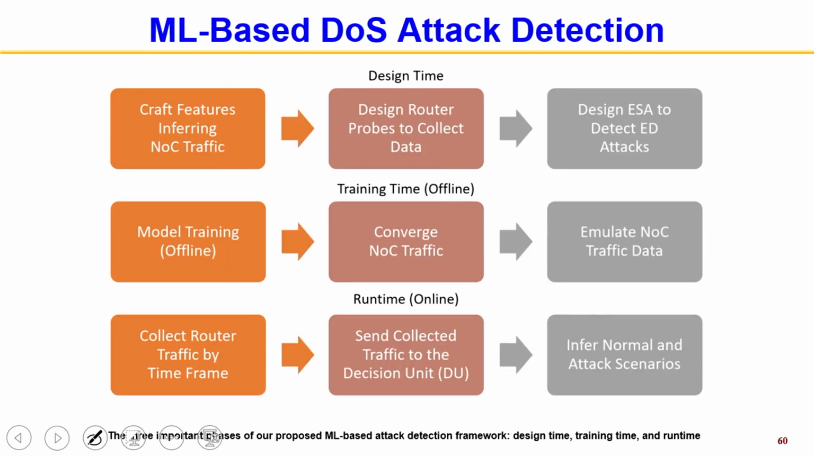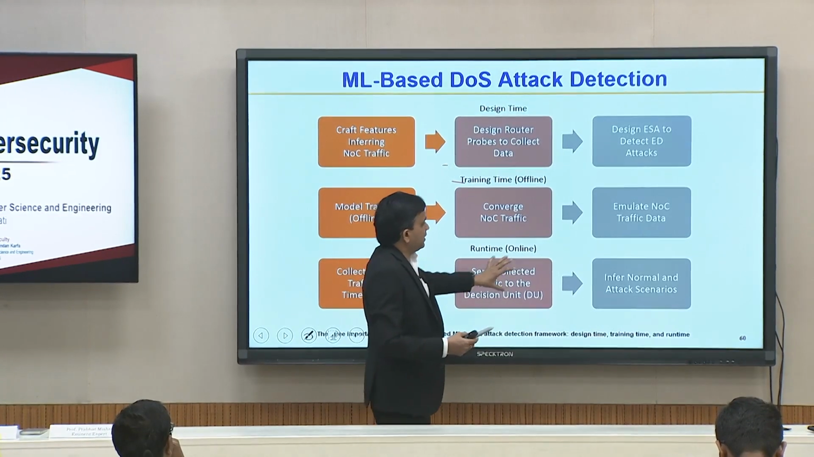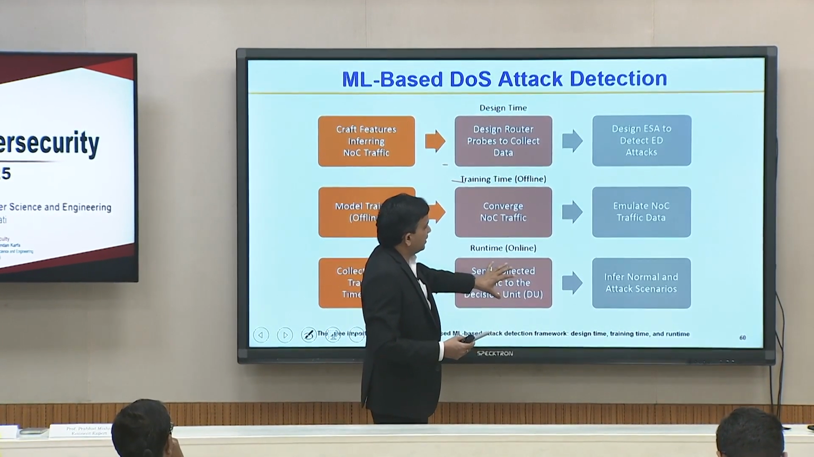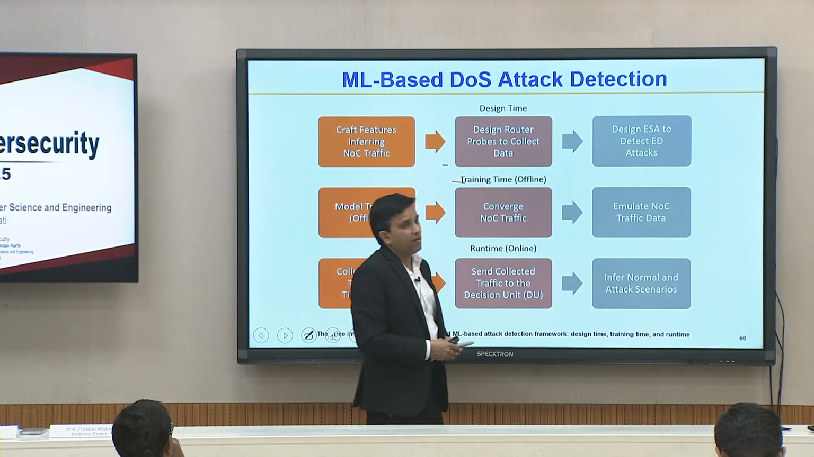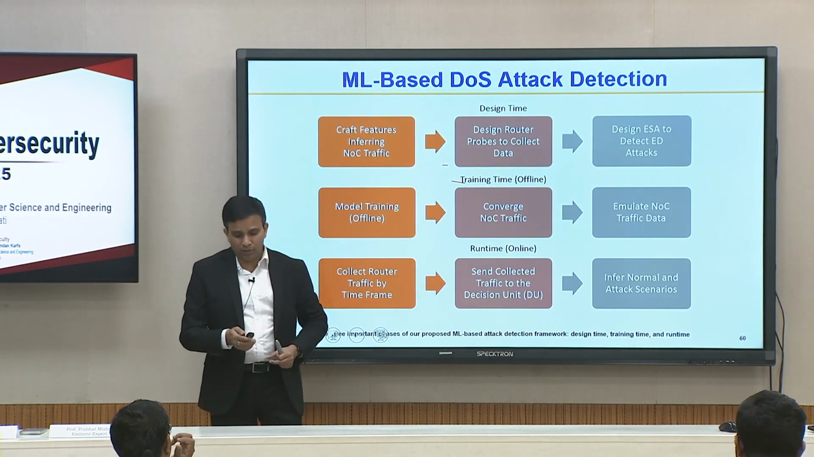As you will see, the whole idea is that you want to do feature engineering of the NoC traffic, then collect the data during training time. Then you do the model training, and once the training is done, during runtime you still do data collection, and wherever you installed your machine learning unit, where you are making the decision, you infer whether an eavesdropping attack is going on or not.